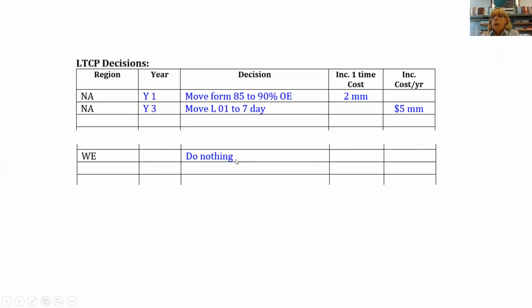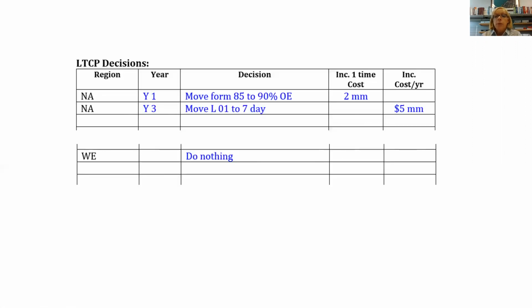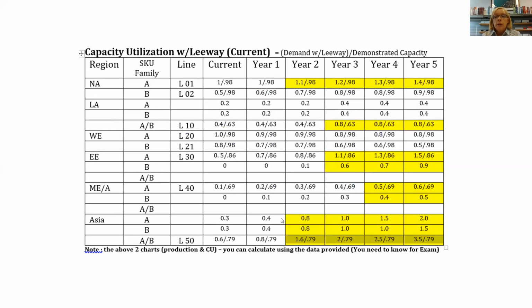All right, Western Europe, we said do nothing because we still have more capacity than we have actual demand, with leeway. Now, I could walk through all of these, but I'm going to leave that for you to do yourself. Instead, I'm going to spend the rest of the time talking about Asia and our plans there. If you recall, and I'm going to go back up to the graph where we're looking at Asia, we've got significant problems beginning in year 2 in terms of how that growth is occurring.